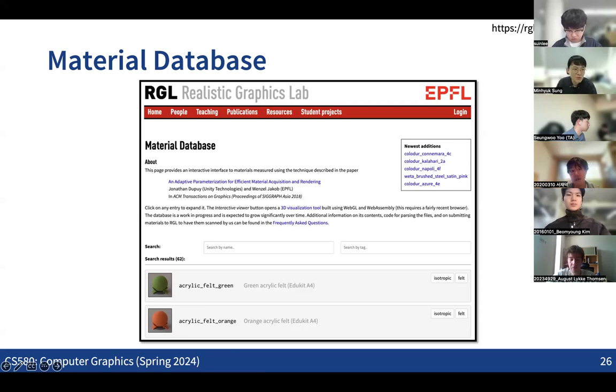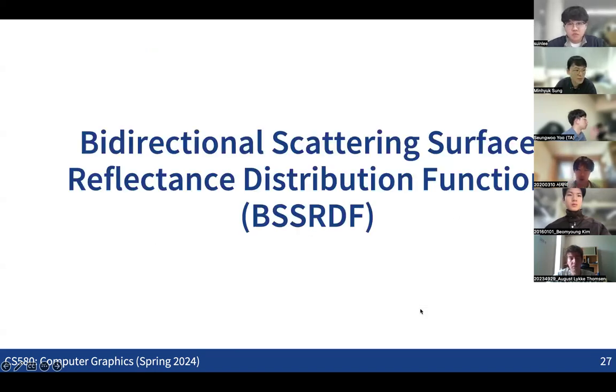So before we move on to the next topic, I'd like to show one more thing, which is about subsurface scattering, about the BSSRDF. We were discussing the BRDF. Now this is about the BSSRDF, the bidirectional scattering surface reflectance distribution function, which is all about subsurface scattering.